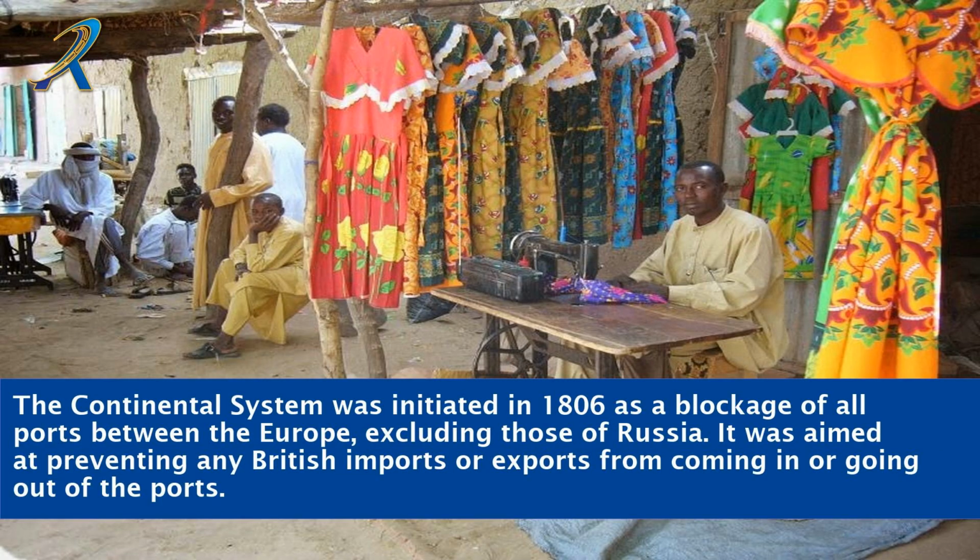The Continental system was initiated in 1806 as a blockade of all ports between Europe, excluding those of Russia. It was aimed at preventing any British imports or exports from coming in or going out of the ports.